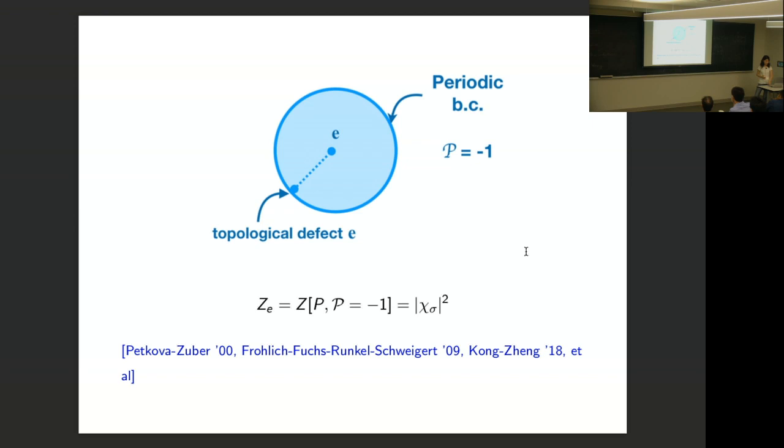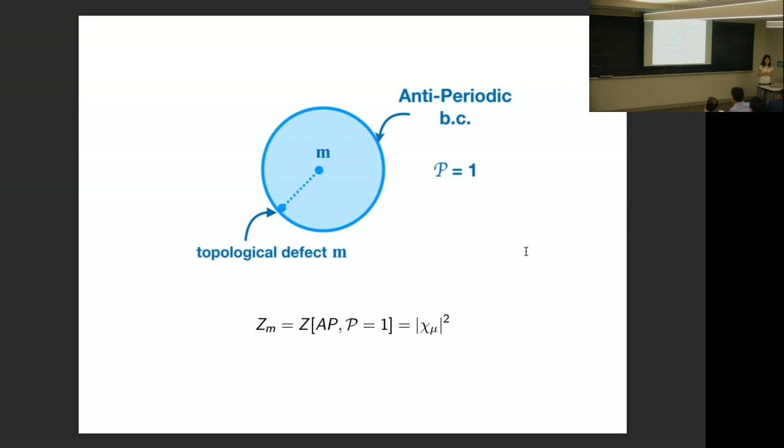And now for the third one, we create a pair of M particles and bring one M particle to the boundary, where it becomes a topological defect M. It is actually a π flux. So an E particle going around the boundary will see this M particle as a π flux, and it will change its boundary condition from periodic to anti-periodic. That means this particle now has a string attached to it, so from a sigma field it becomes the mu field. So the partition function will be the mu field.